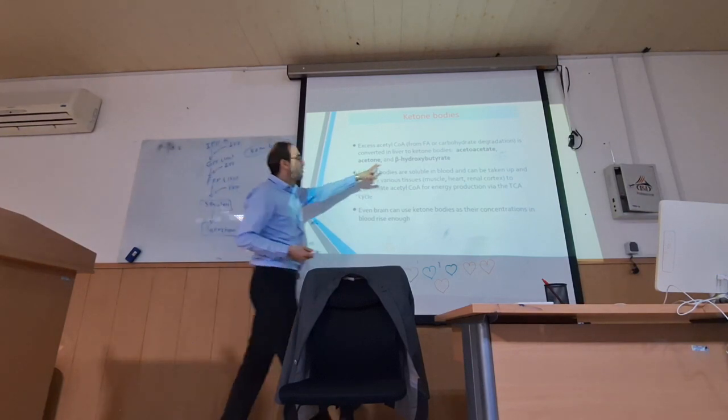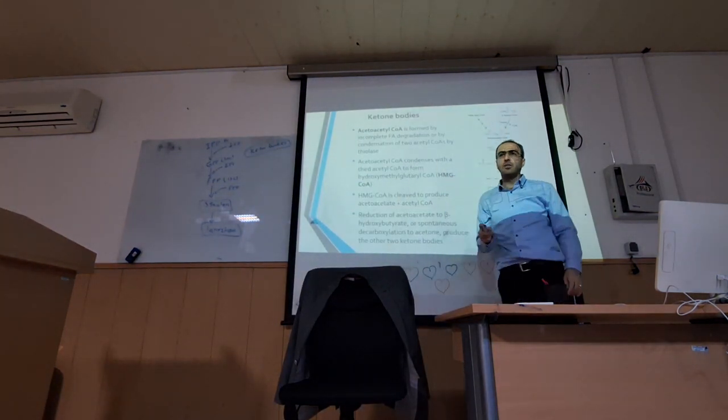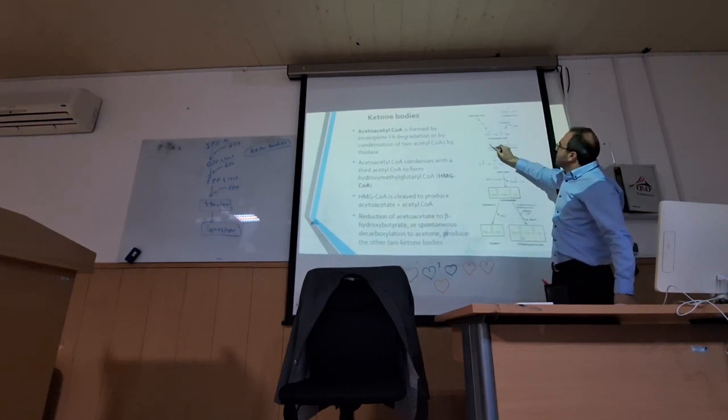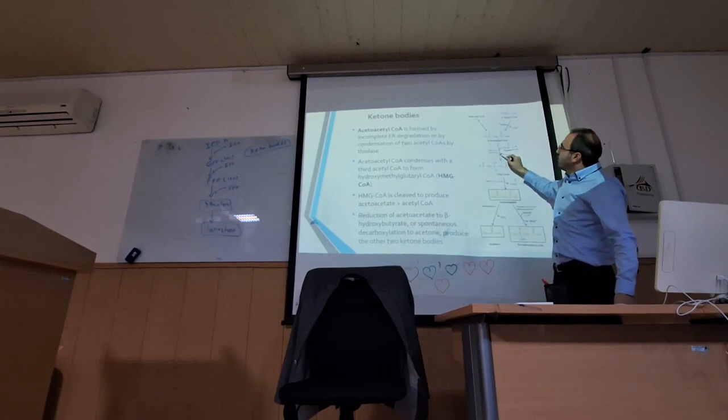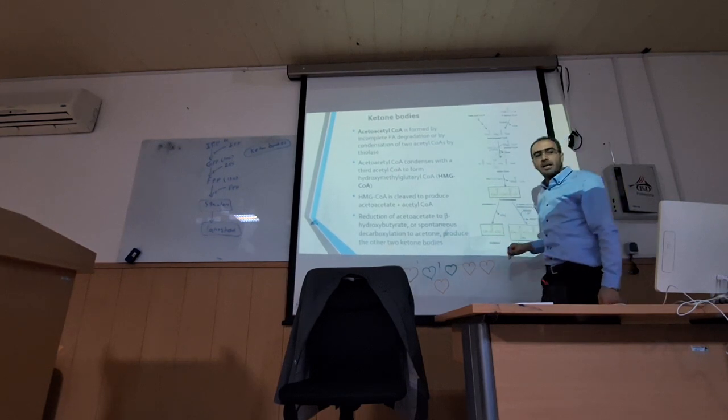What are these three? How do we make them? By this pathway, exactly like cholesterol synthesis. One acetyl-CoA and another acetyl-CoA together make acetoacetyl-CoA. By another HMG-CoA synthase, it becomes HMG-CoA. But till here. Then the reaction is different.